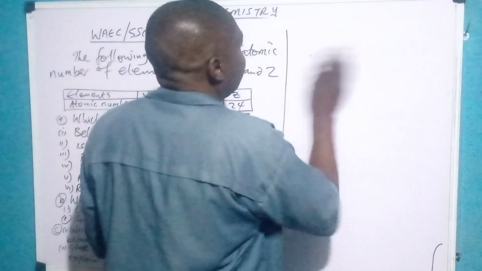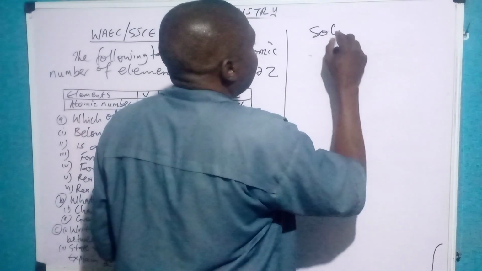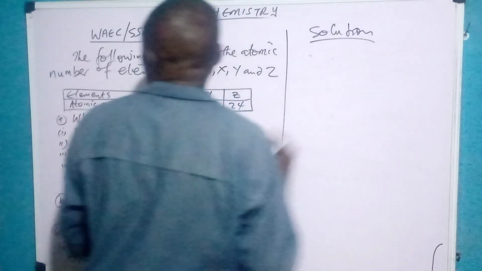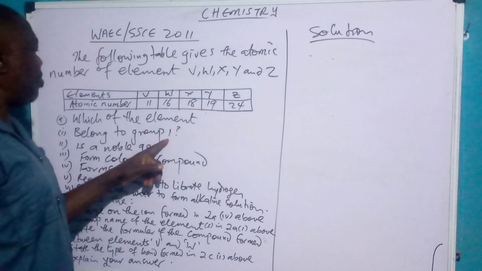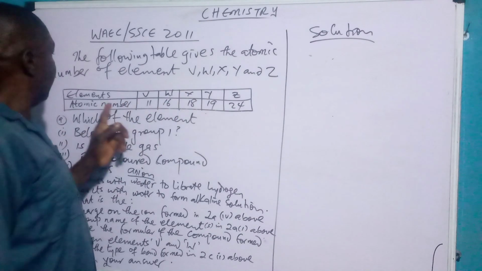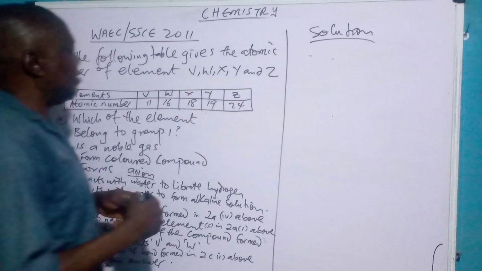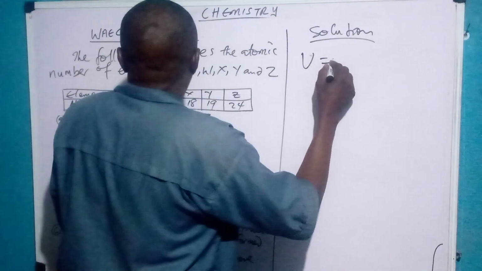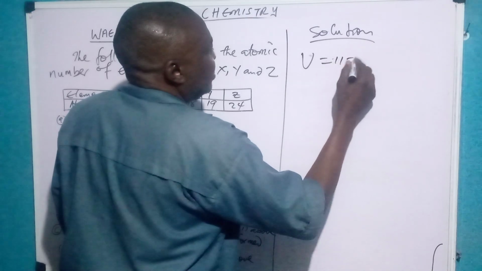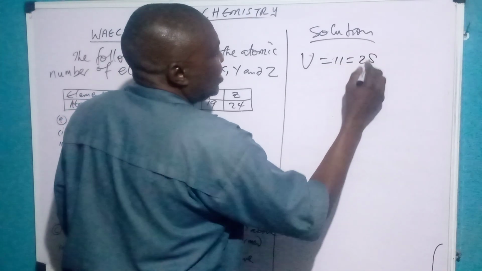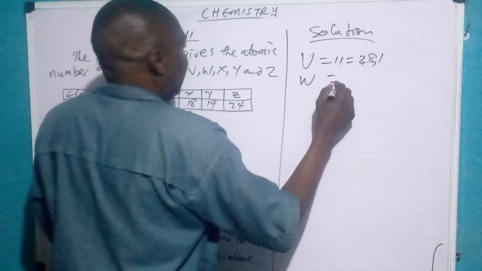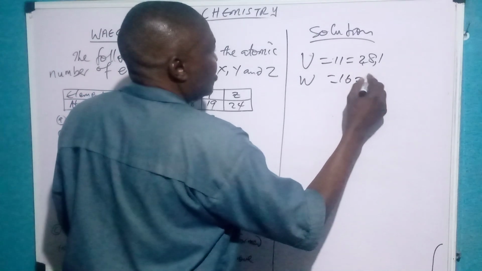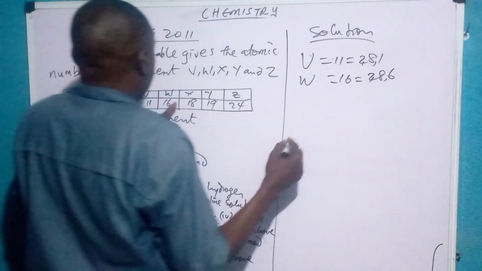We see here the solution. Which of the elements belong to group 1? We just check them. These are the atomic numbers. For V, you have 11. Automatically, the electronic configuration is 2,8,1. For W, you have 16. This one goes to 2,8,6.